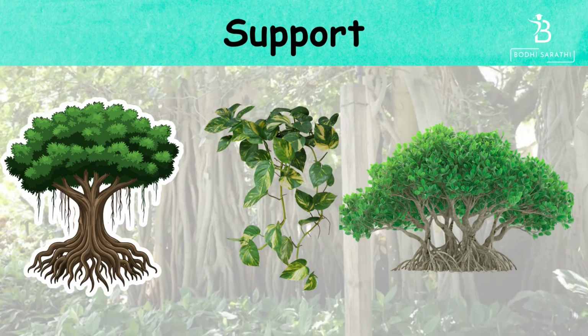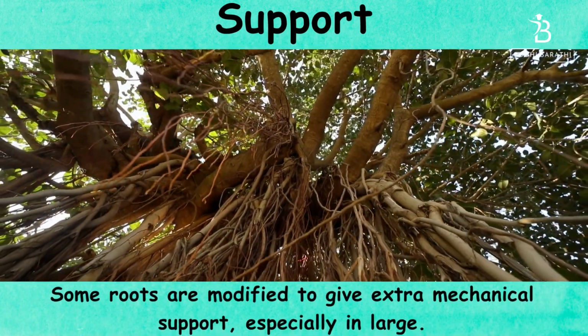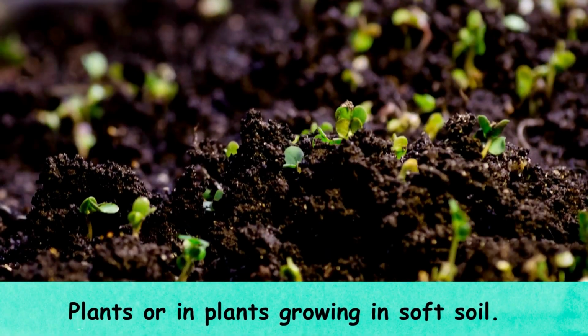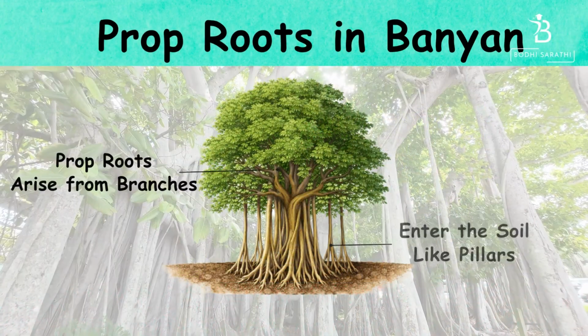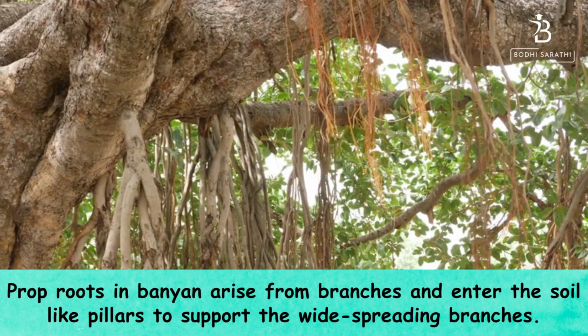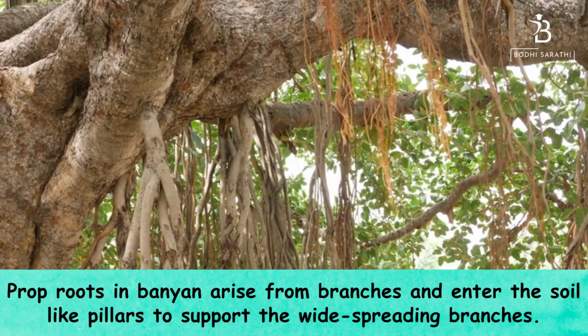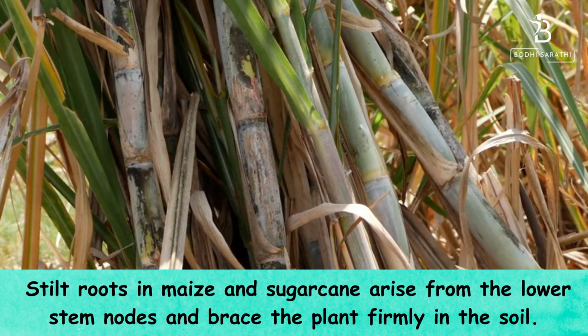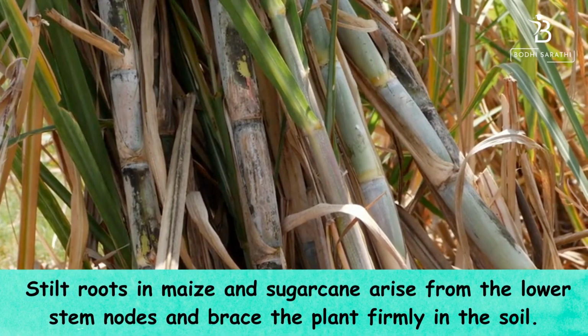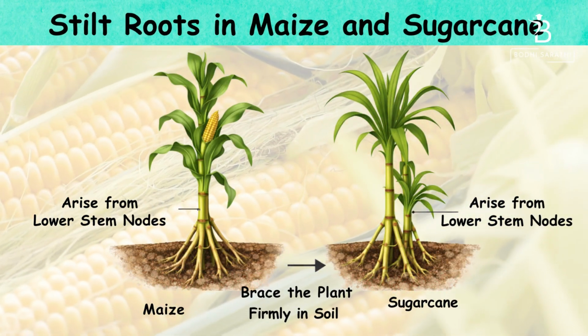Support. Some roots are modified to give extra mechanical support, especially in large plants or in plants growing in soft soil. Prop roots in banyan arise from branches and enter the soil like pillars to support the wide-spreading branches. Stilt roots in maize and sugarcane arise from the lower stem nodes and brace the plant firmly in the soil.